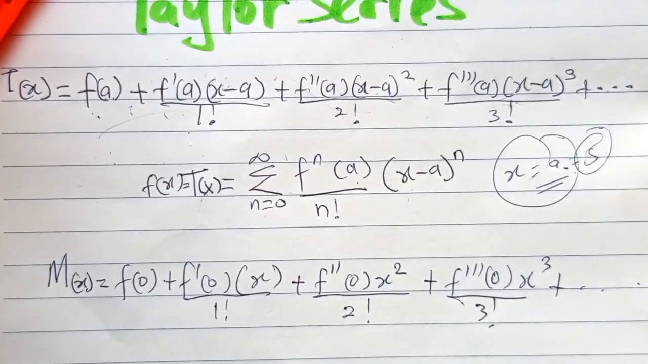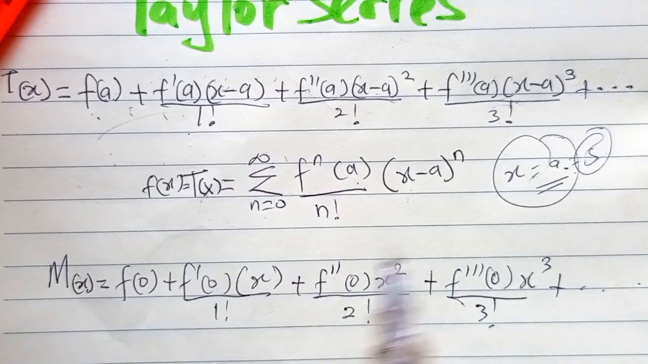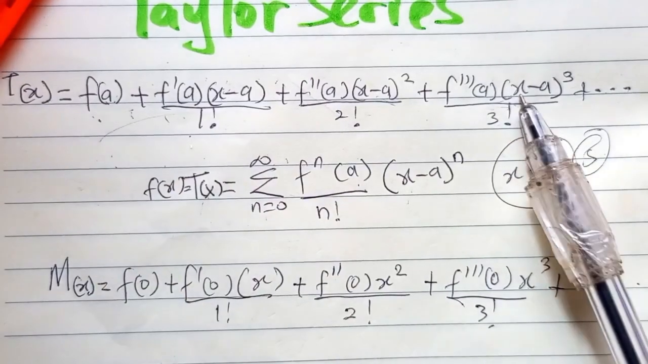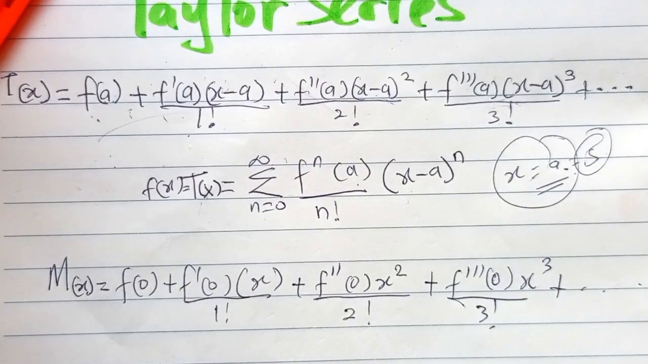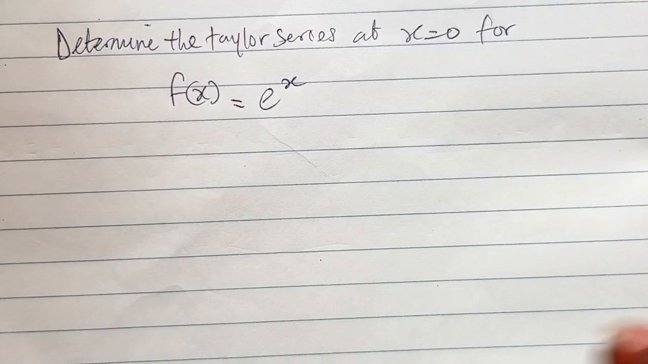So you can see the difference. This one is Maclaurin series because it's evaluated at x equals 0, as in this case, a equals 0. But in Taylor series, a will be a number that is not 0, maybe any other number. So let's take the question. We have a sample question here.